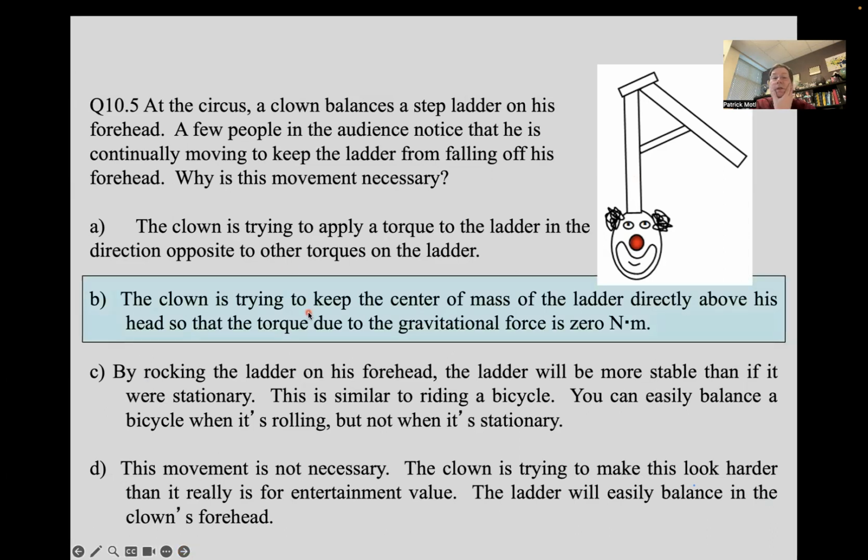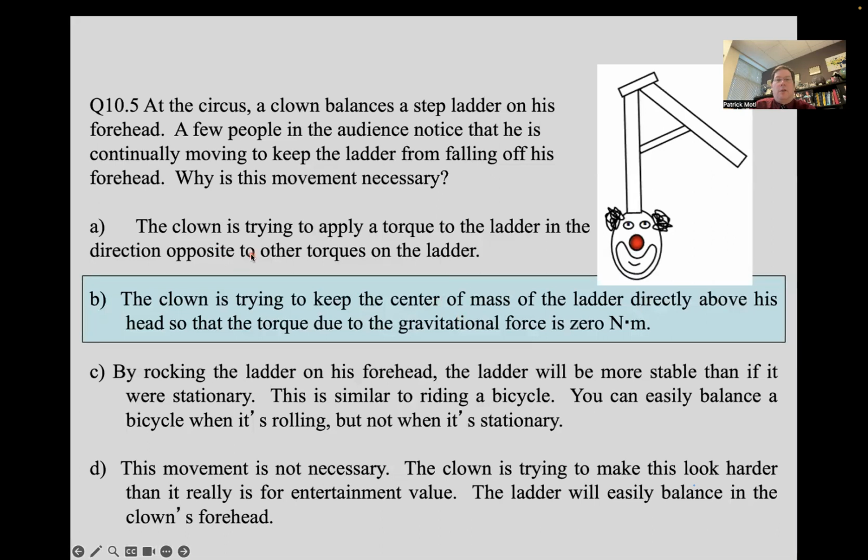"The clown is doing this to keep the center of mass of the ladder directly above his head so that the normal force on the forehead can cancel out the weight and there is no net torque." So if you keep the center of mass directly above his head, then there is no torque because there is no perpendicular component of the force, no rotation. So you can keep the ladder in equilibrium. Right. Let's look at the others.